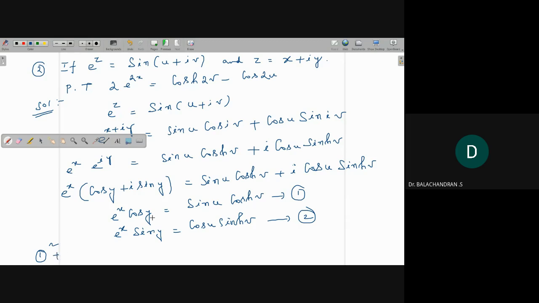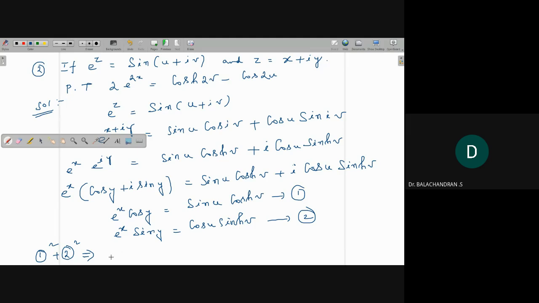Also I don't have y here. In the final answer, I have only x, u, v, so I need to eliminate y. So I need cos square and also e power 2x. That's why I am squaring and adding. For some problems I will divide by 2, and for some problems I will do it like this. This comes from observation and practice.